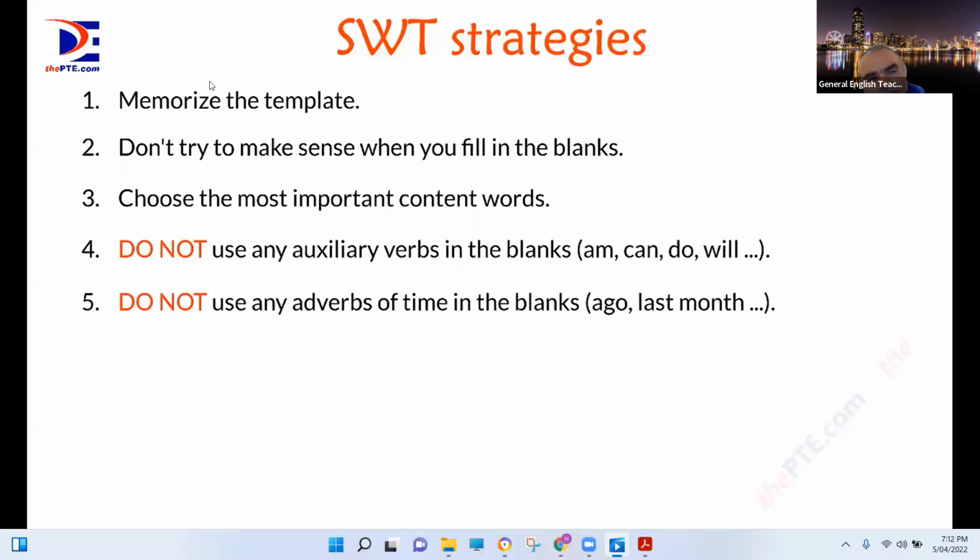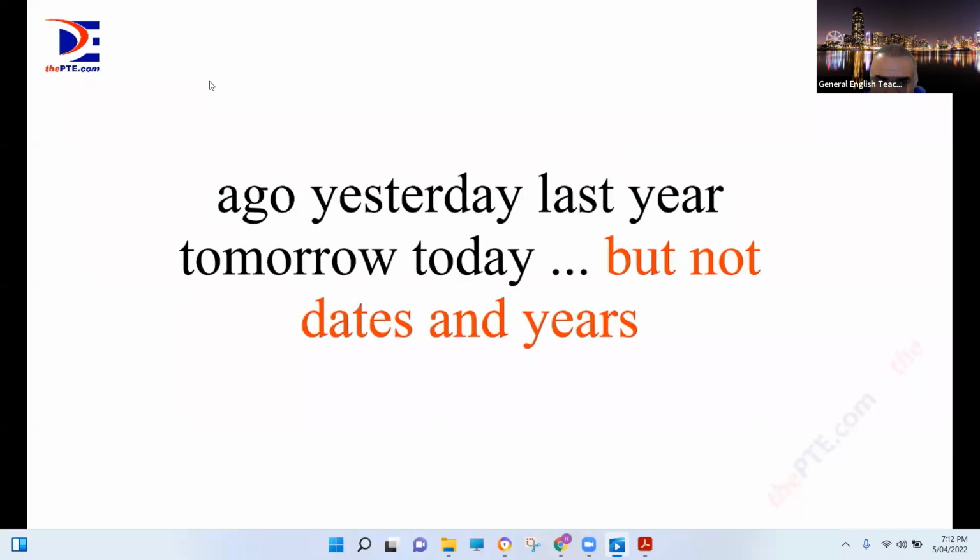Number 5. Do not fill in the blanks with adverbs of time. Adverbs of time such as ago, yesterday, last year, 2 months ago, and so on. Again, the reason is that adverbs of time ruin the grammar of the template. So no adverbs of time either.